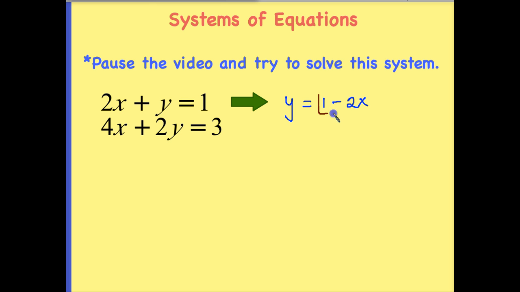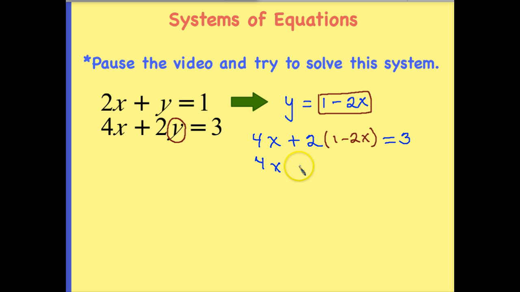Now I know what y is. I can take the 1 minus 2x and substitute that in for y in my second equation. Once I substitute this in place of y, all I need to do now is simplify the equation. I'll distribute the 2 into the parentheses, and then I will combine like terms. When I do that, what happens? These cancel, and I'm left with 2 equals 3. Does that make sense?